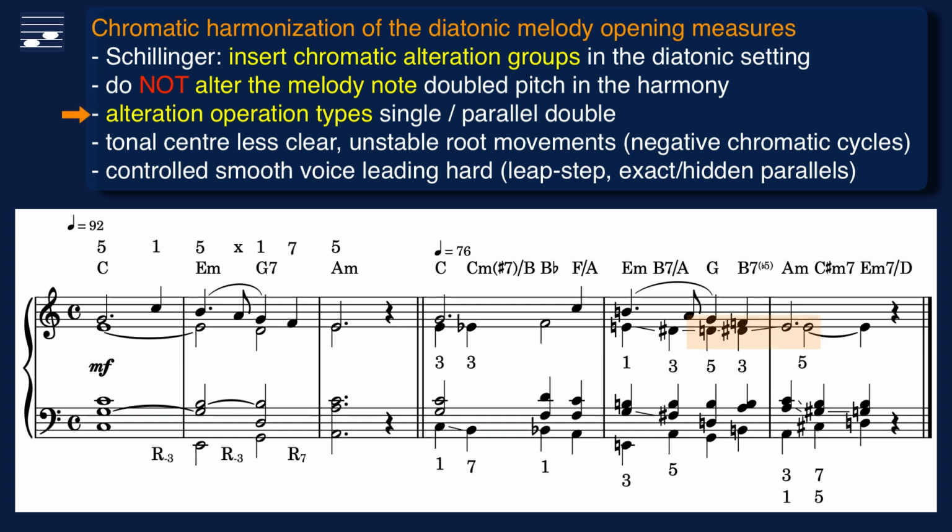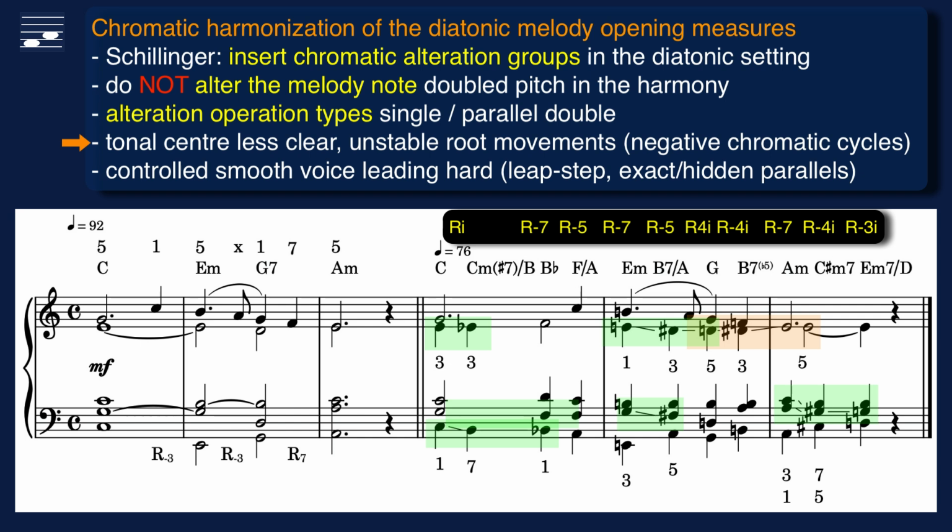This example contains 1 single and multiple double parallel chromatic operations, with many intertwined 7th chords. The root cycle pattern shows a mix of diatonic and chromatic system cycles. There are many negative root cycles. The roving chords make this phrase more interesting, but simultaneously take away tonal stability.